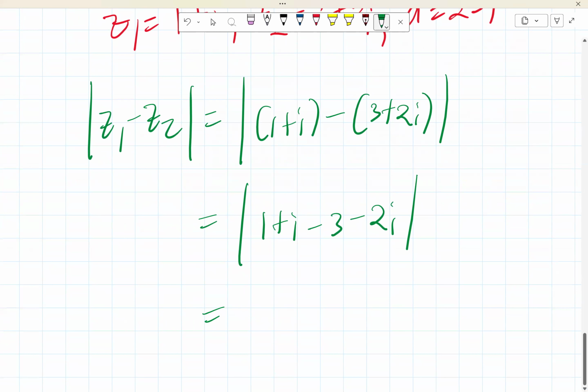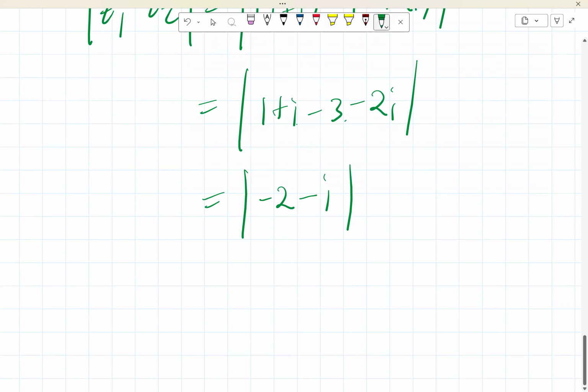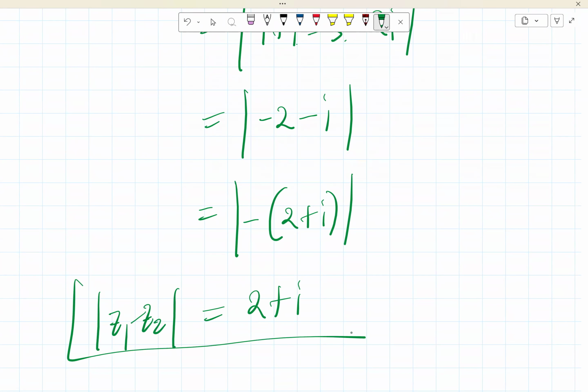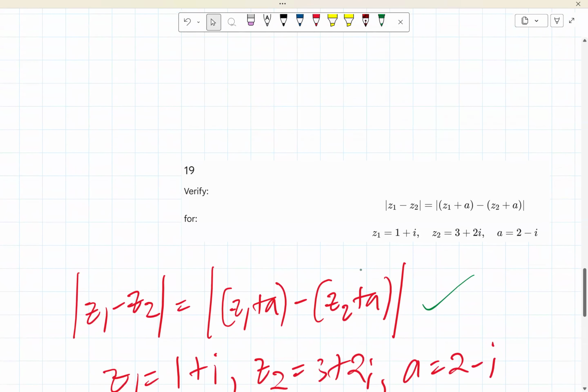That means 1 minus 3, that's minus 2. Then i minus 2i, that's minus i, right? Yeah. So then we can say this is the same thing as the absolute value of minus 2 minus i, and that is equal to 2 plus i in all if you take absolute value. So that means that the absolute value of Z1 minus Z2 is equal to 2 plus i. So that's the right hand side.